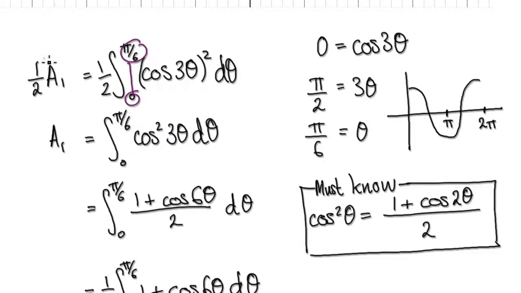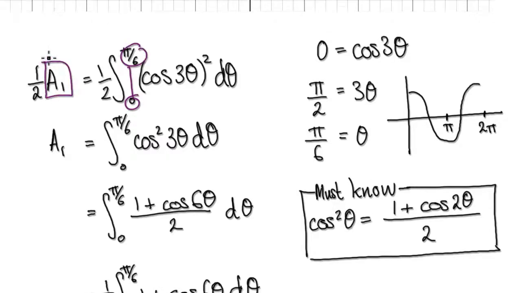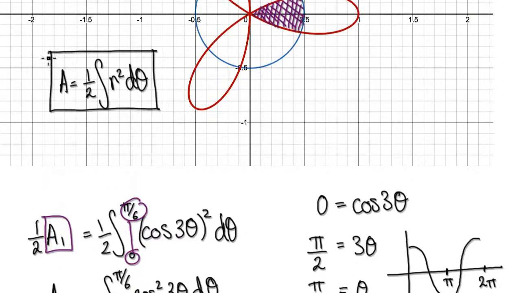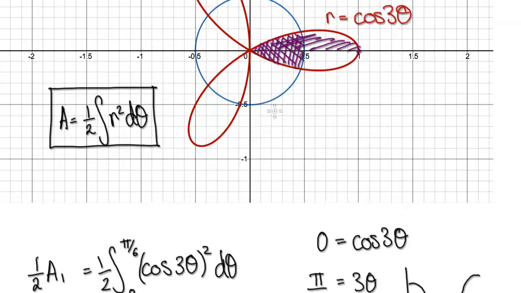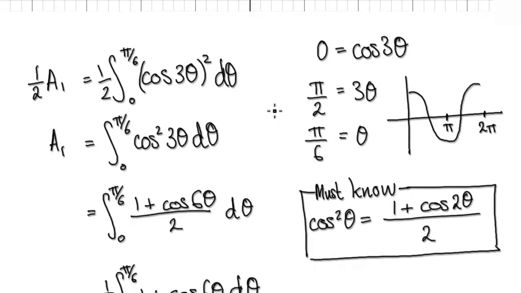But remember, this only gives us half of A1. Remember, A1 is one whole petal. But because we are only integrating from 0 to pi over 6, it only gives us half of the petal. So it only gives us half of one whole petal. So to get one whole petal, you times it by 2. So you times this side by 2. That will then take us to here.